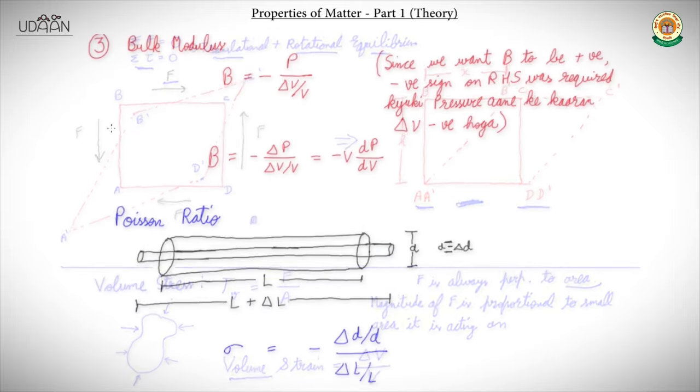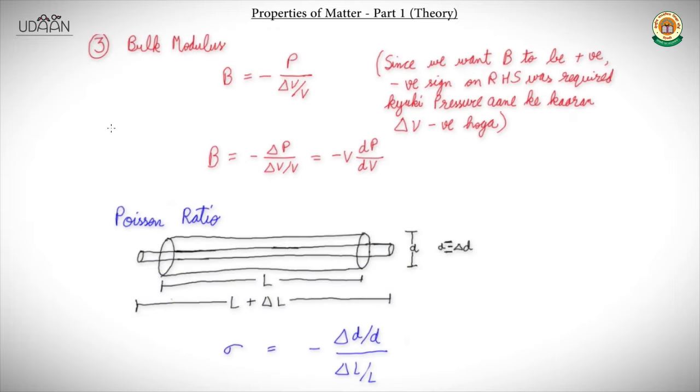The next type of modulus is bulk modulus. Bulk modulus is defined for an object inside a fluid. B is equal to minus of pressure upon change in volume upon volume. Since we want B to be positive, as it is a constant, we add this negative sign on the RHS, which was required because due to pressure, delta V will be negative. Now we define the Poisson's ratio.